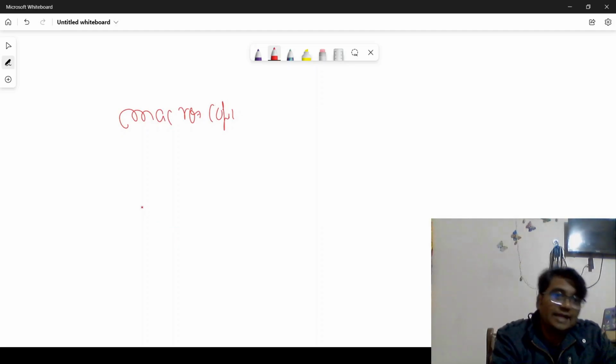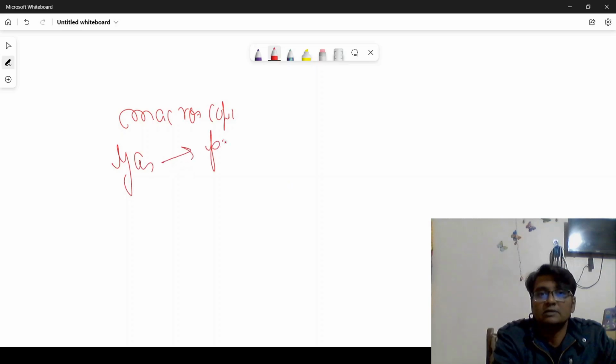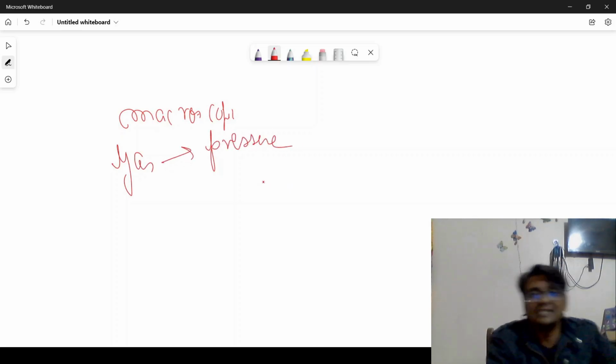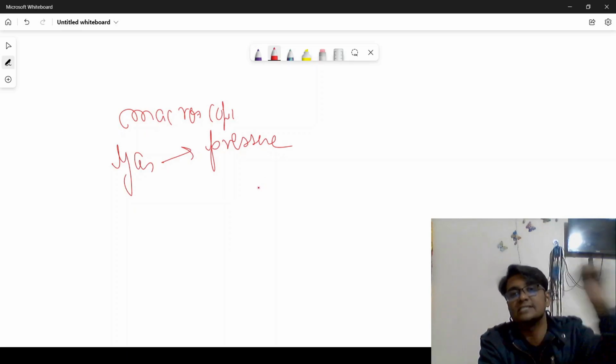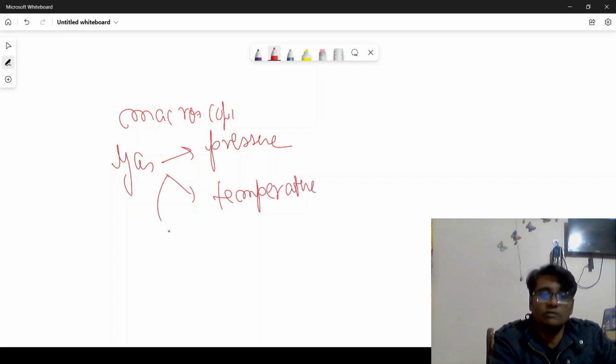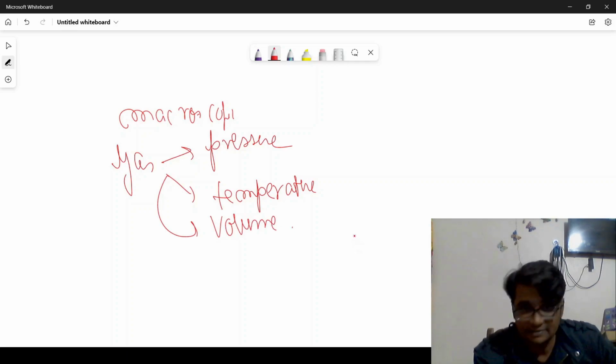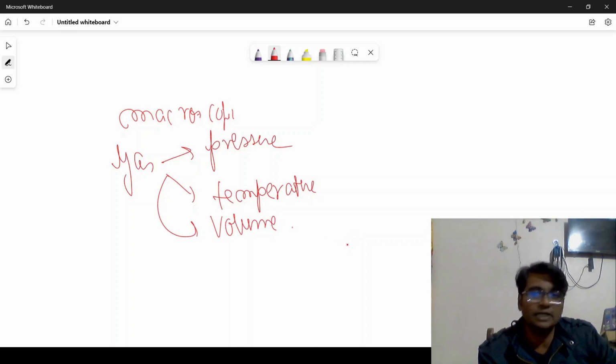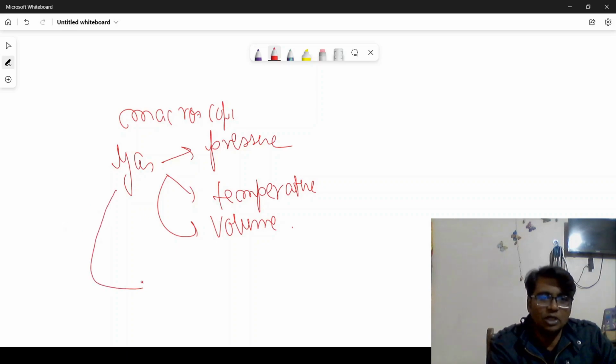On a large scale, the gas will be having its pressure. You can measure the pressure of a gas on a large scale. You can measure the temperature of the gas on a large scale, and hence the volume also. But it is very difficult for us to measure the molecular motion.